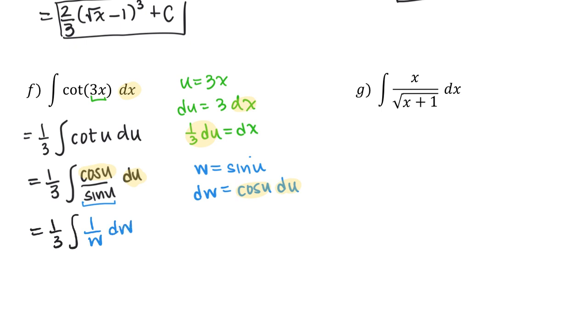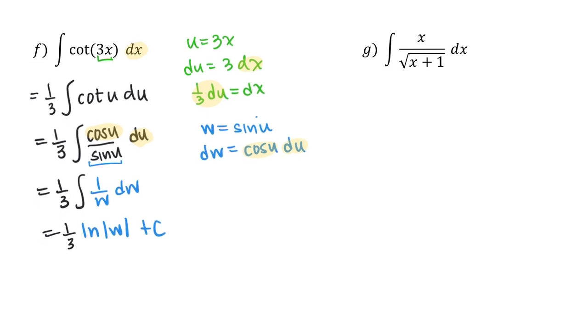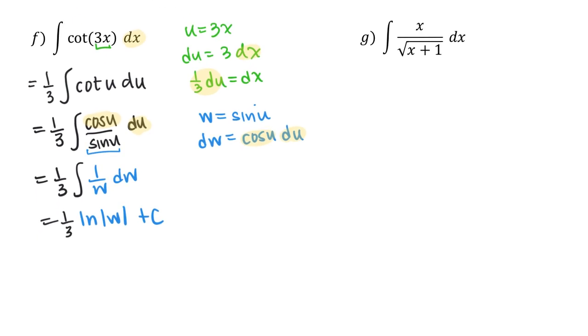Can we take the antiderivative of this? Yes. The antiderivative of 1 over w has to do with ln. So this is going to be ln of w plus c. Now I need to go back and resubstitute in all the stuff I substituted for because I can't leave it like that. I was in terms of x. So let's go back now and start resubstituting. For w, that was sine u, so this is the absolute value of sine u plus c.